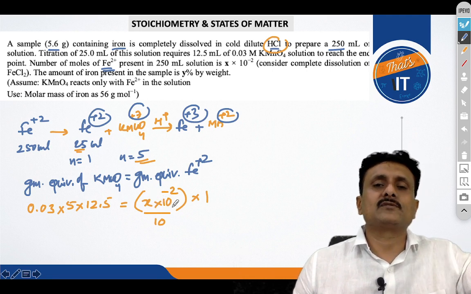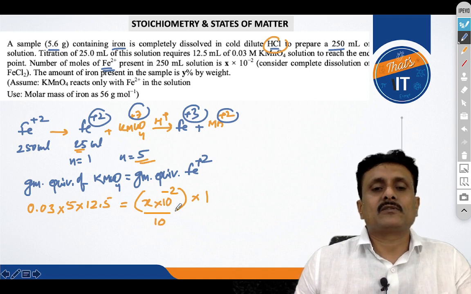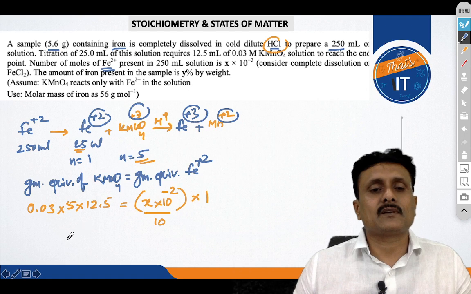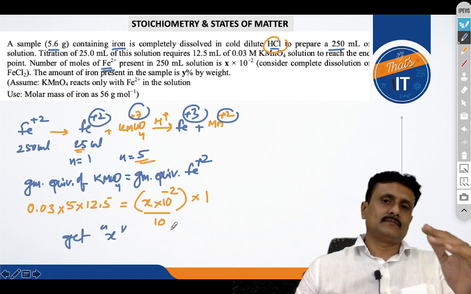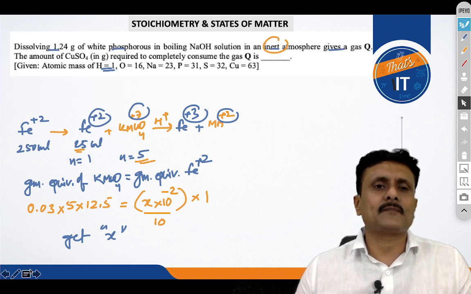250 is x into 10 power minus 2. 25 is how much? Alright, so 25 into x into 10 power minus 2 divided by 250, that is 1 by 10 of x into 10 power minus 2. So you have to get the value of x. Simple question. If you get the concept, you will understand how to solve them, isn't it?